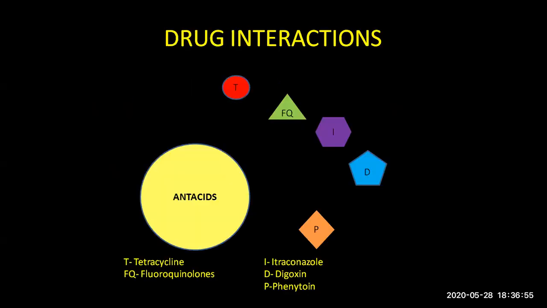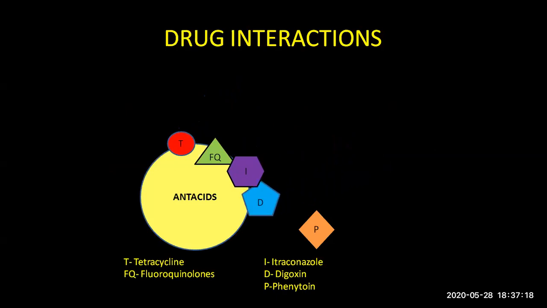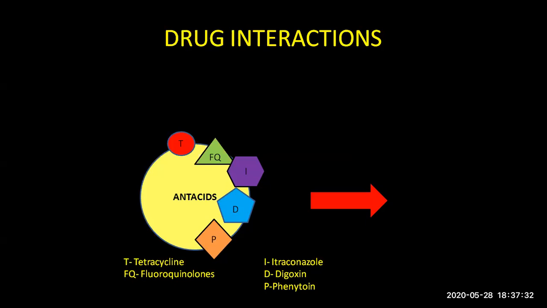Now, an important topic from these antacids you have to learn is the drug interactions. So antacids are well known to cause drug interactions. I have prepared a small animation. T stands for tetracycline, FQ stands for fluoroquinolones, I stands for itraconazole, which is an antifungal drug. D stands for digoxin, which is a drug used in congestive cardiac failure. And P stands for phenytoin, which is an anticonvulsant. So antacids chelate with all these drugs and therefore produce reduced absorption of these drugs.